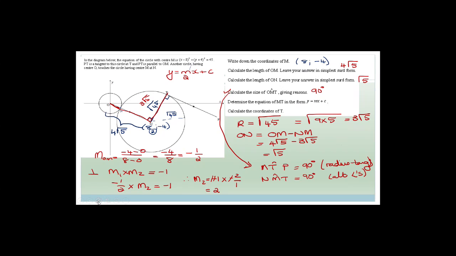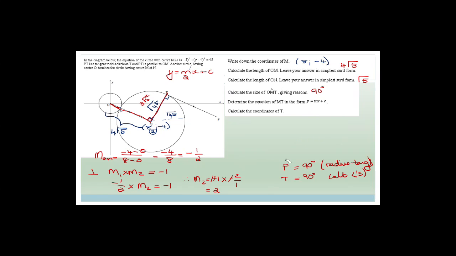Now I'm going to erase some stuff. Not all of it. I'm going to erase some stuff so I've got space to write. Okay, I'm just erasing most of it. In fact, all of it, let's just go, because I've still got another question after that.